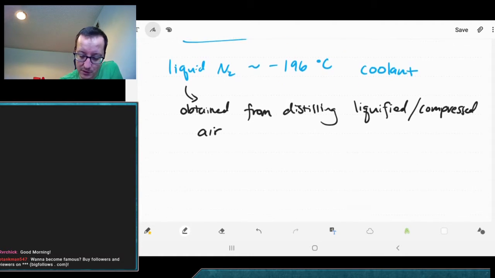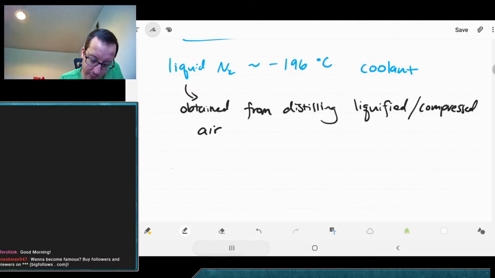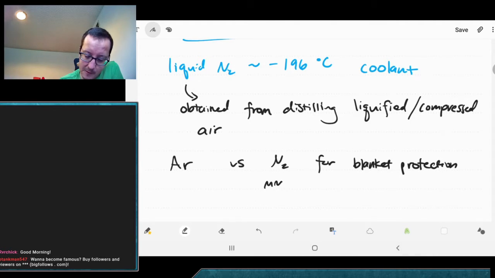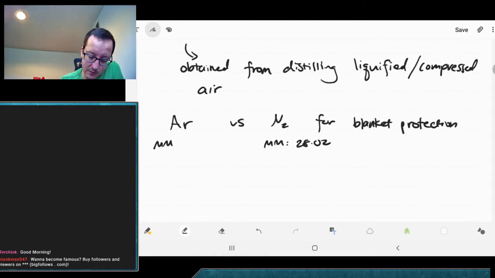for things rather than nitrogen, because if we see that for blanket protection, nitrogen has a molar mass of 28.02, right? Argon has a molar mass of... Computer, what's the atomic mass of argon? Argon's atomic mass is 39.948 unified atomic mass units. So we have a higher molar mass.